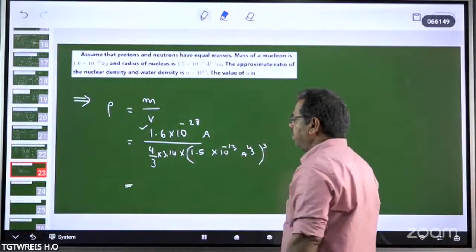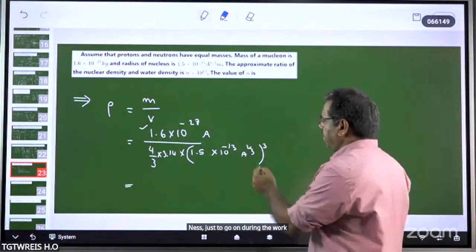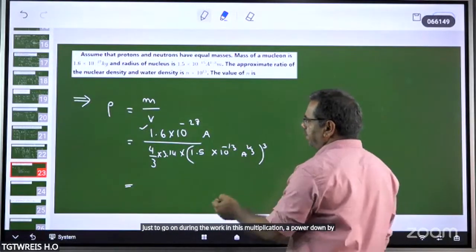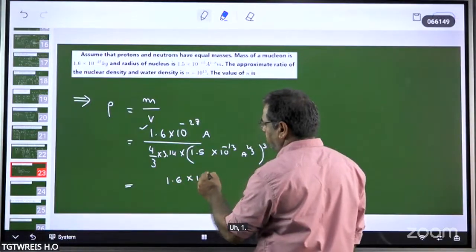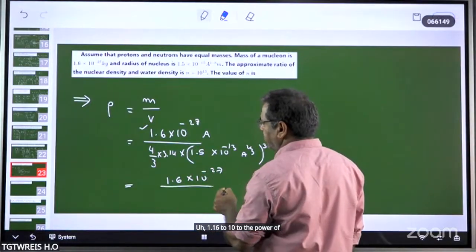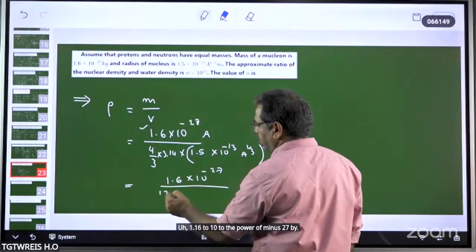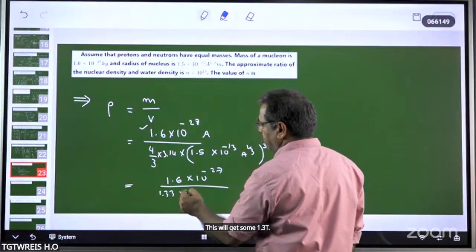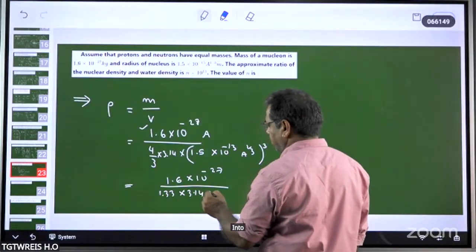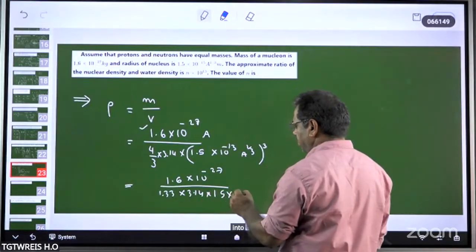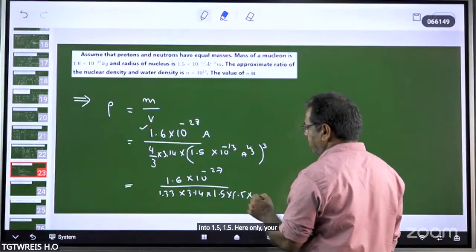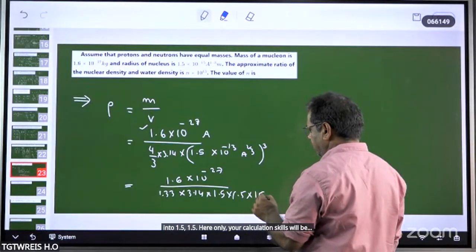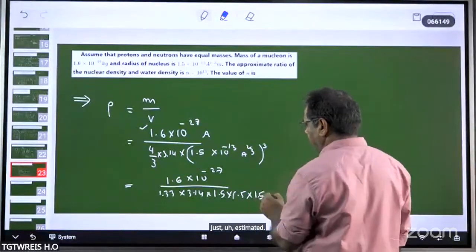Let's just go on doing this multiplication. A power 1 by 3 whole cube, A gets cancelled. 1.6 into 10 to the power of minus 27 by this, we will get 1.33 into 3.14 into 1.5, 1.5. Here only your calculation skills will be estimated, how quickly you will do that.